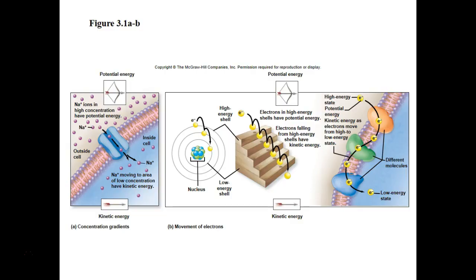So here is kinetic energy of an ion gradient. All of these ions, positively charged, are on one side, very few are on the other side, so they move down their energy gradient from higher to lower energy. Here's another kinetic energy. Electrons moving from one orbital to the next orbital as they're decreasing energy.